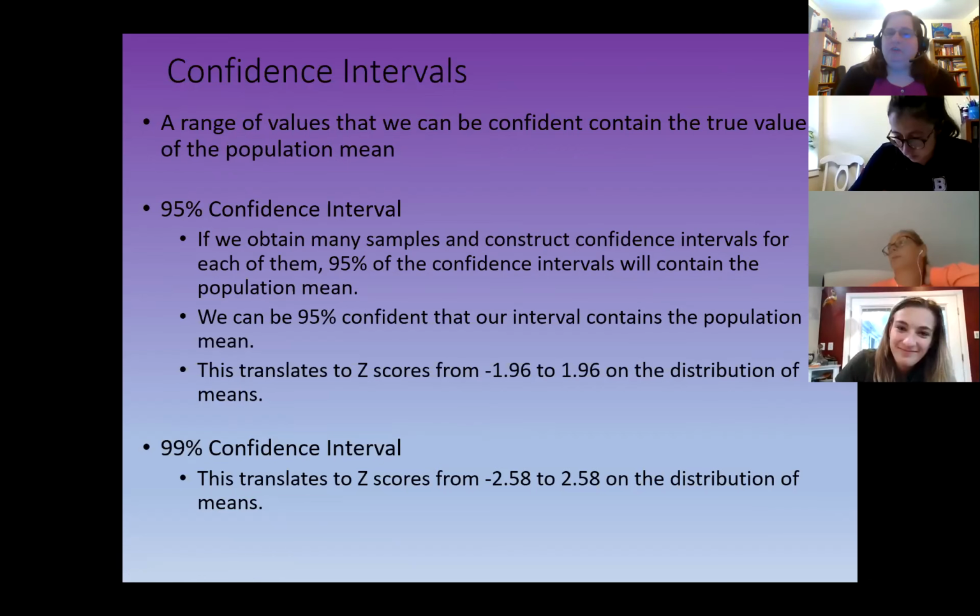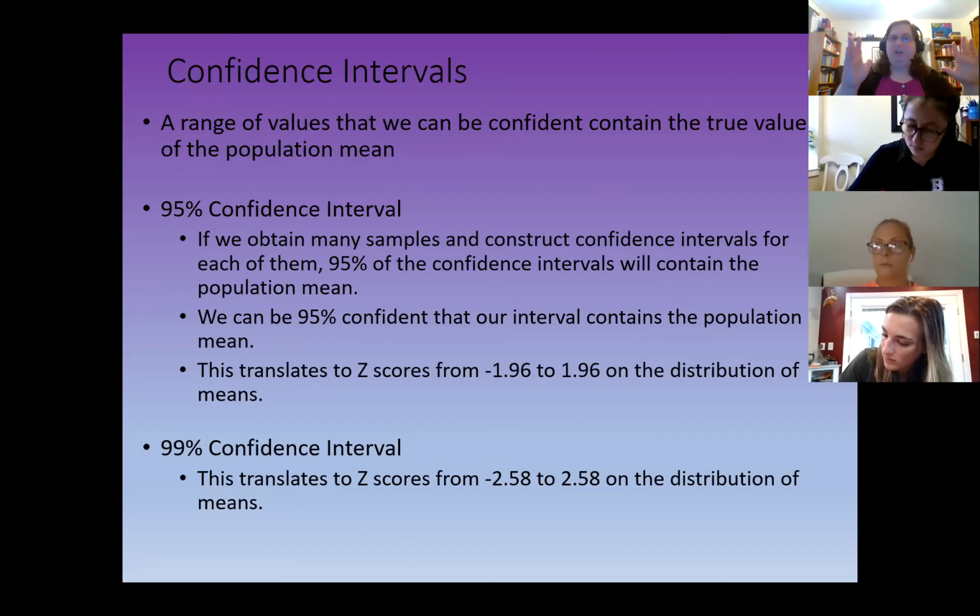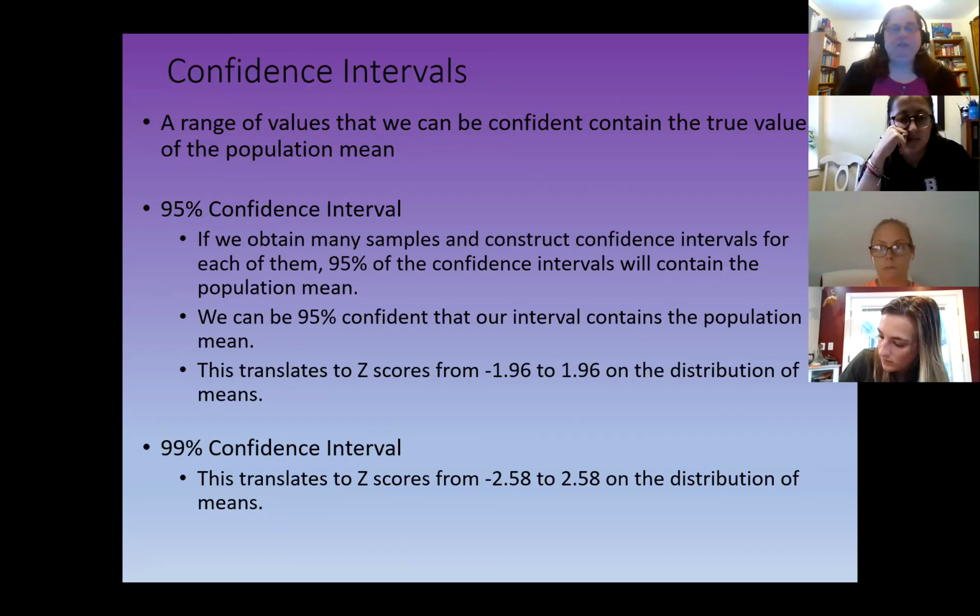So we have to go back to our concept of obtaining many samples again. Pretend we're going to obtain many, many samples, and pretend that we'll construct a confidence interval for each of them, where it's an interval, so it has a high point and a low point. We're going to construct one confidence interval for each of our many samples. 95% of those confidence intervals are going to contain the population mean, which means we can be 95% confident that our interval contains the population mean.